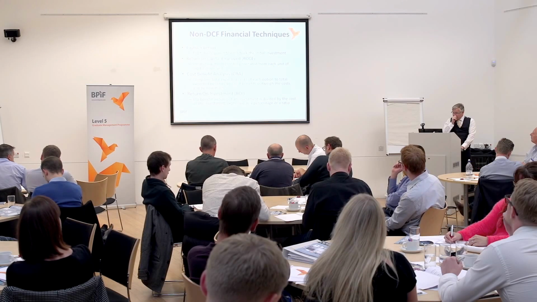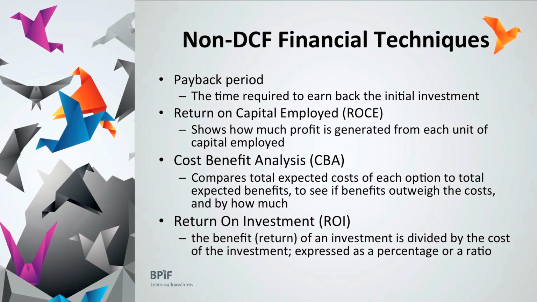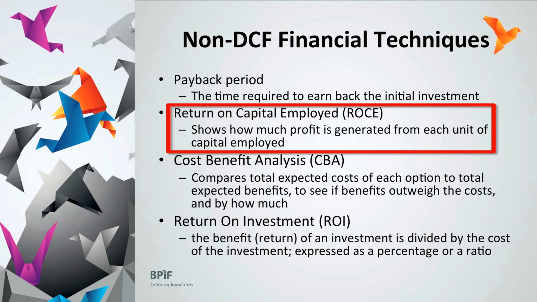But if we look at the more simple financial techniques, which are non-DCF techniques, the first one, which is the easiest to understand, is the payback period, which is the time required to earn back the initial investment. So if the initial investment was £10,000 and roughly speaking you were making £20,000 profit a year, it would take you 5 years to pay back. Return on capital employed shows how much profit is generated from each unit of capital employed. Again, this is a very good one for comparing one project against another.